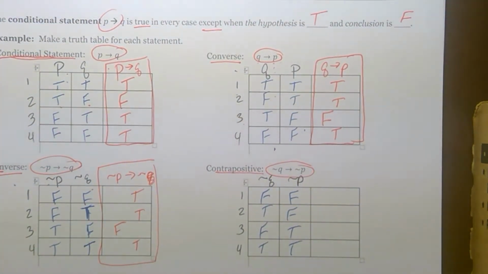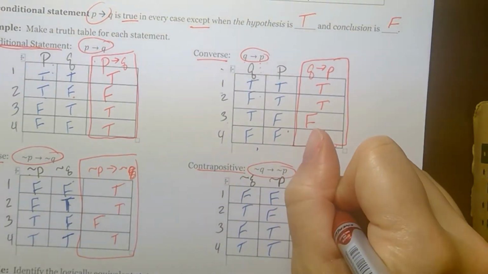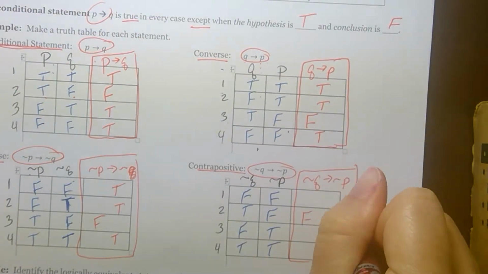And finally, the contrapositive, which case is false? Well, case 2, it starts true, ends up false, so that case is false for the contrapositive. If not Q, then not P.